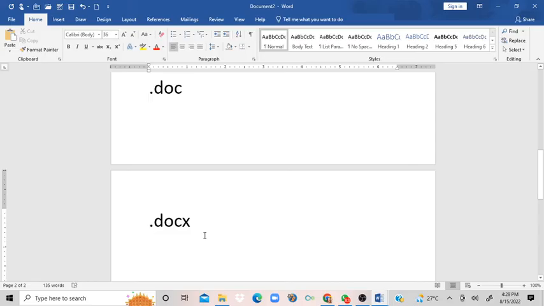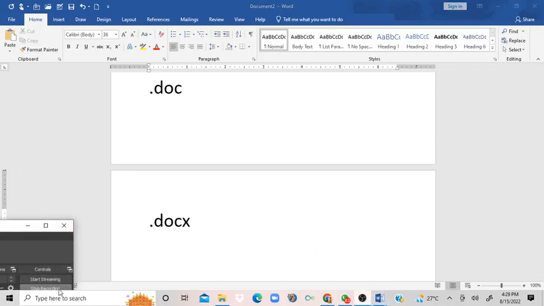Remember, I said Microsoft Word, initially we had 2003, we have 2007, 2013 is there, 2016 is there, 2019 is also there. So these are some of the uses of MS Word and their file extensions.